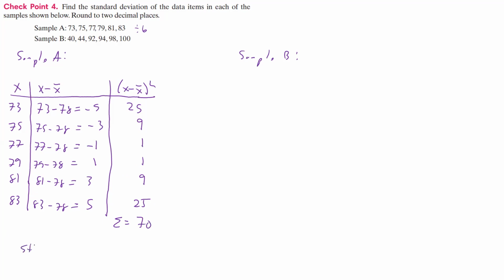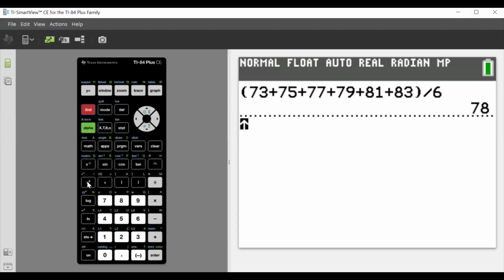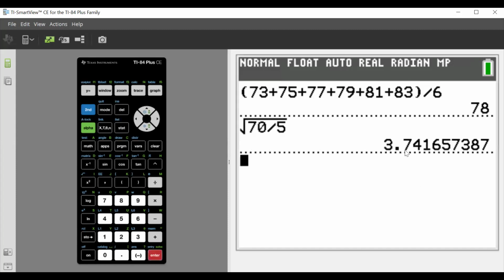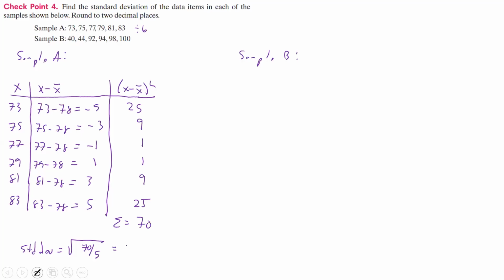So that gives us then standard deviation is equal to the square root of 70 divided by, and we have 1, 2, 3, 4, 5, 6 minus 1 is 5. And so if we divide those, so we're doing square root of 70 divided by 5. That should give us 3.74 to 2 decimal places. So that's our standard deviation.